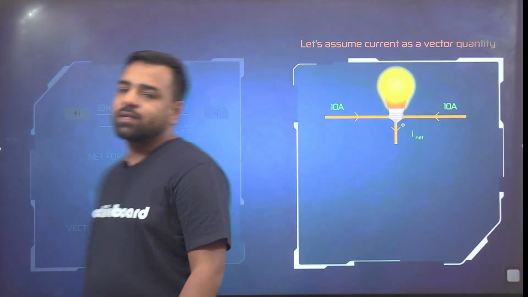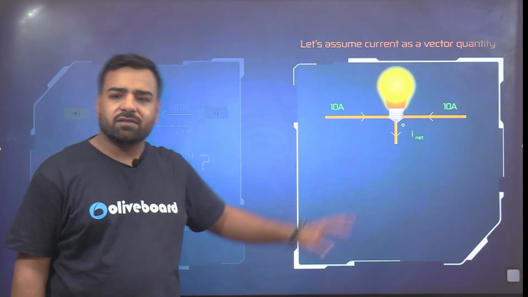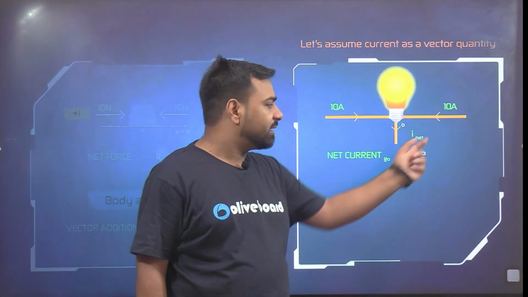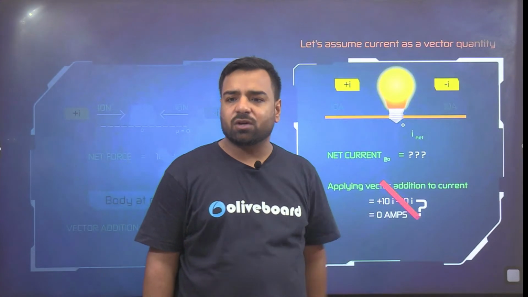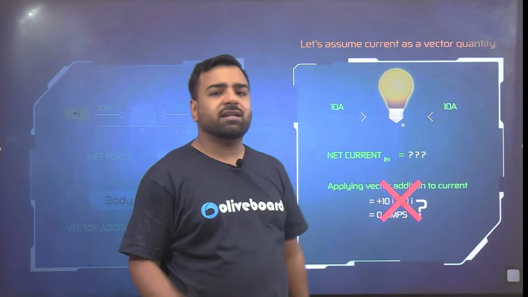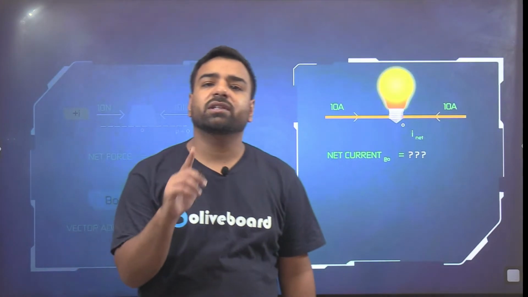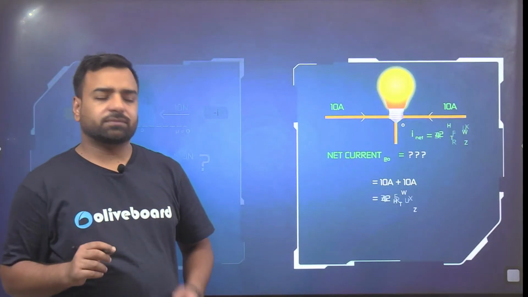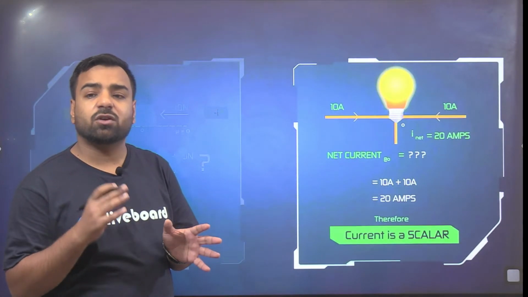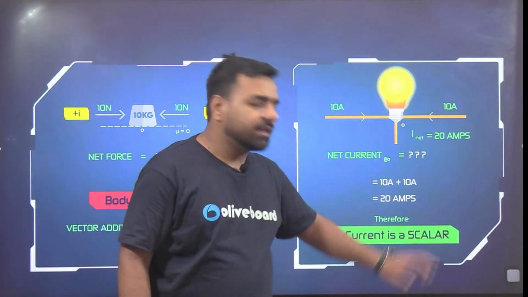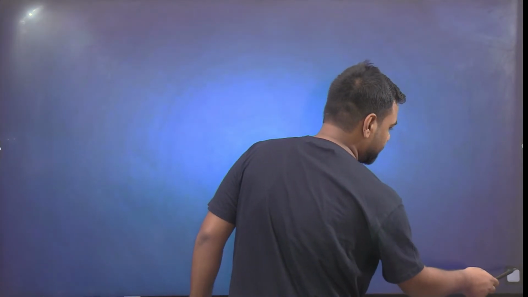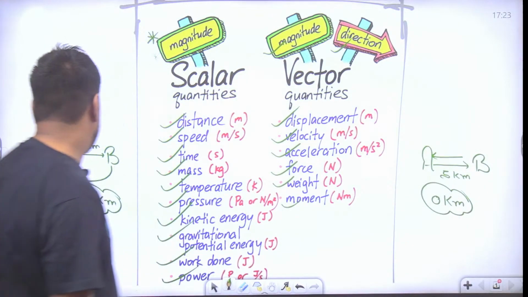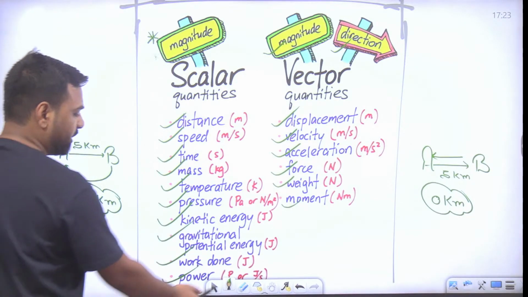So is the same condition there with the current as well? No. Here 10 ampere and 10 ampere, will it be 0? No. In this condition, this vector addition is not followed. Here 10 plus 10 will be 20. That means it is following the algebraic sum. So whenever algebraic sum is followed, that is, it is not following the vector addition, we will say that particular quantity is scalar. So this gives us clarity. Guys, you must remember this. And it's very important to understand whenever someone is talking about the scalar quantity.